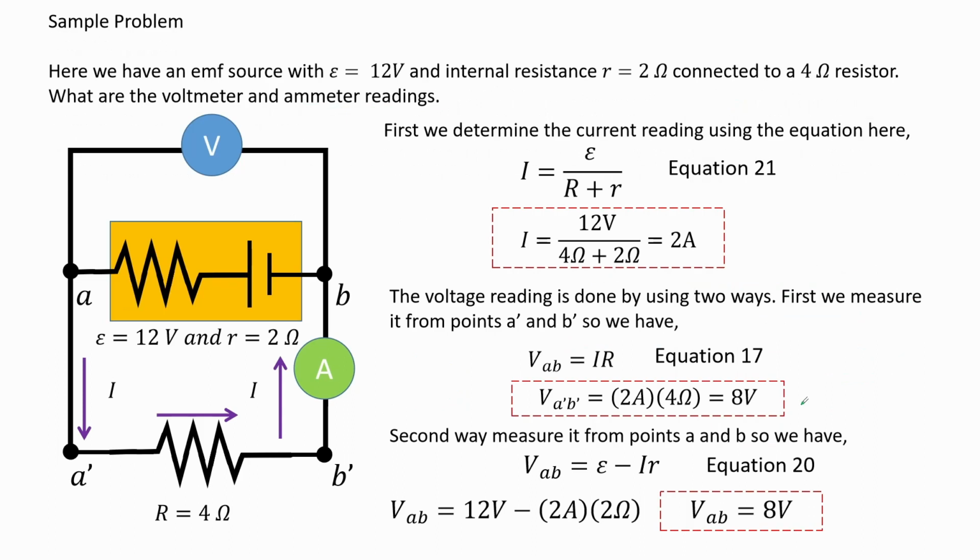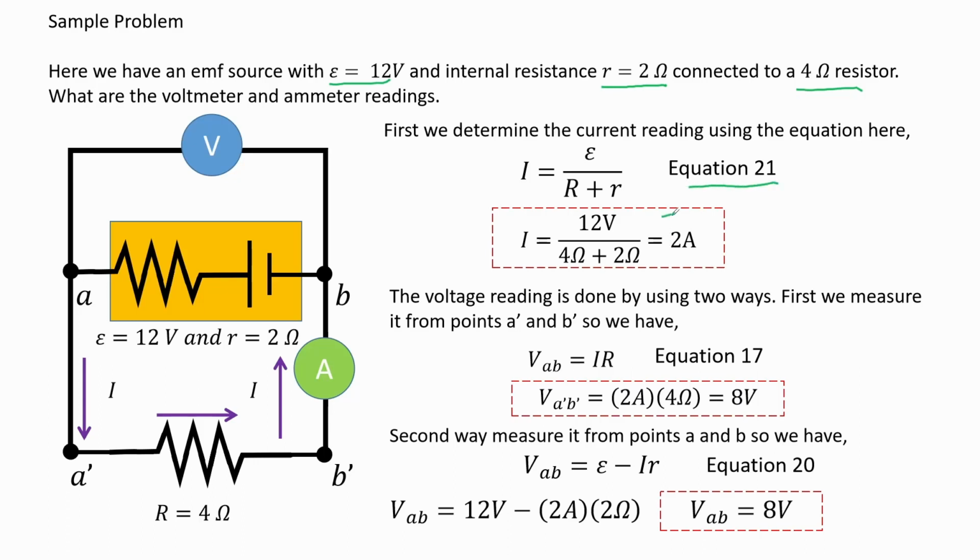Here we have an EMF source with EMF equal to 12 V and internal resistance r equal to 2 ohms connected to a 4 ohm resistor. What are the voltmeter and ammeter readings? First we determine the current reading using equation 21, and we have the current equal to 2 amperes.